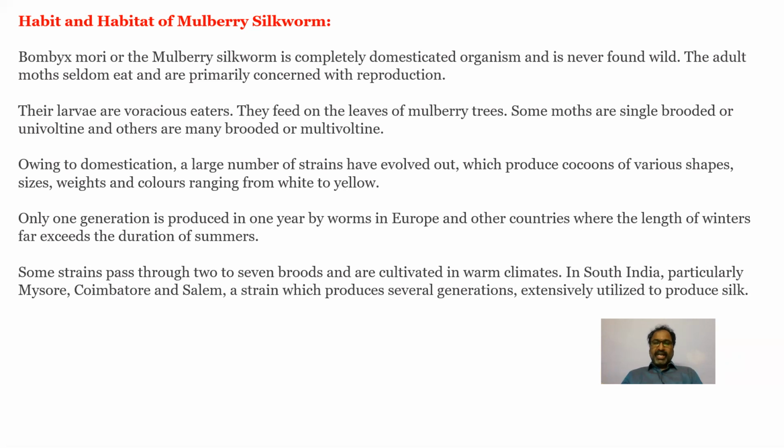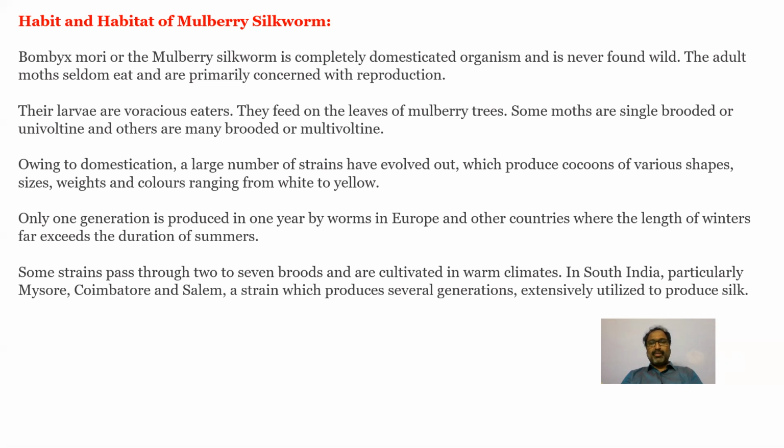Owing to domestication, since they can be reared at home, a large number of strains have evolved which produce cocoons of various shapes. Usually the cocoons are white in color, pearl in color, egg shaped, and of various sizes depending on the variety of the silk. The weights may vary and the colors may vary from white to yellow. So nowadays you are getting many colors of silk thread in the market.